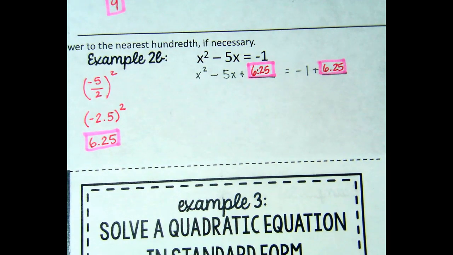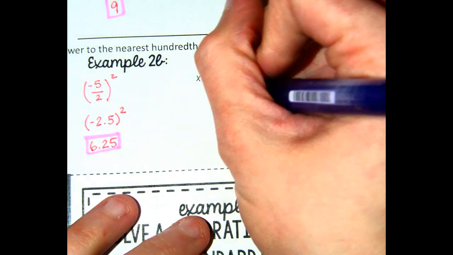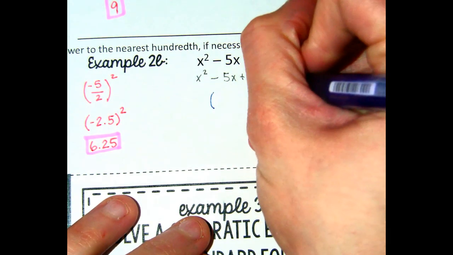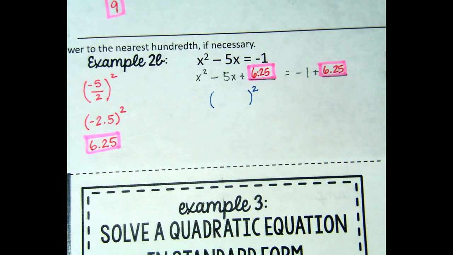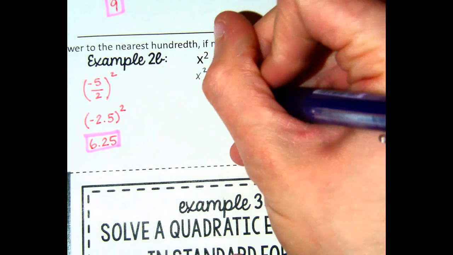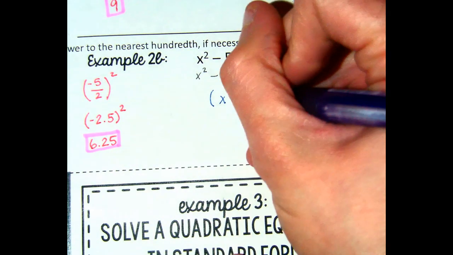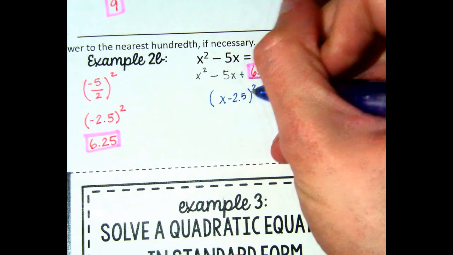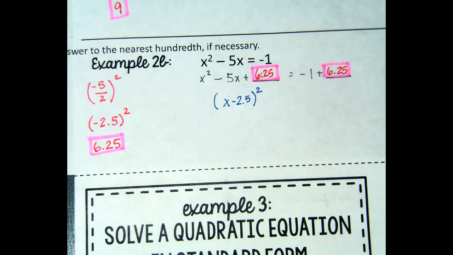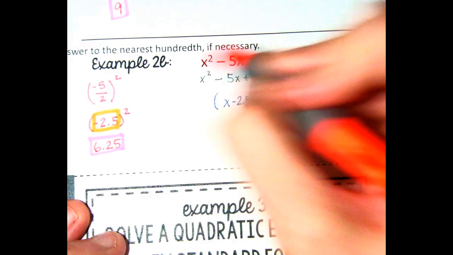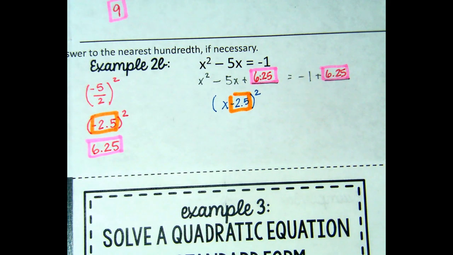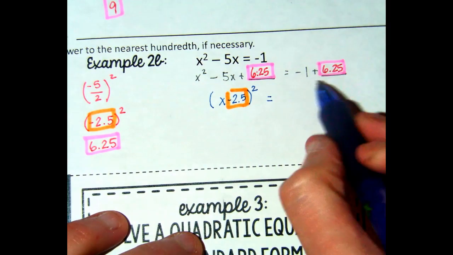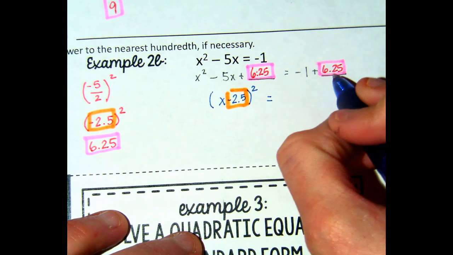Okay, now, how do I actually complete the square? Meaning not complete the square, how do I make it into a perfect binomial? X minus 2.5. There's what I mean. If you do not have this, you don't know what goes here. That is equal to, what is negative 1 plus 6.25?